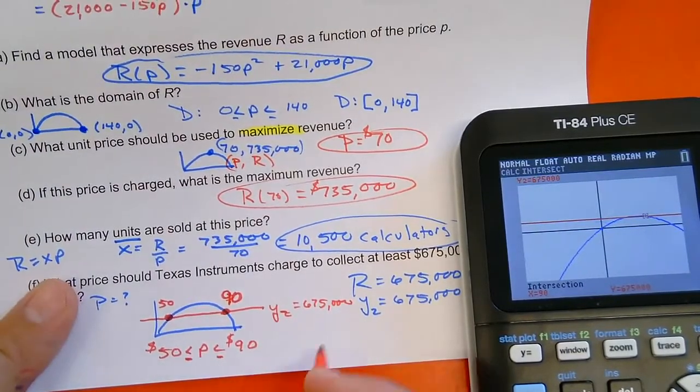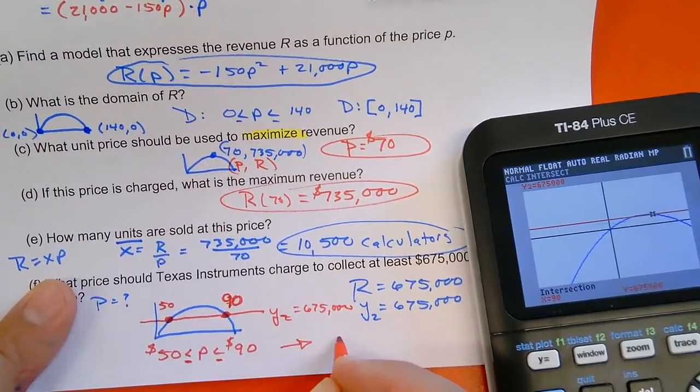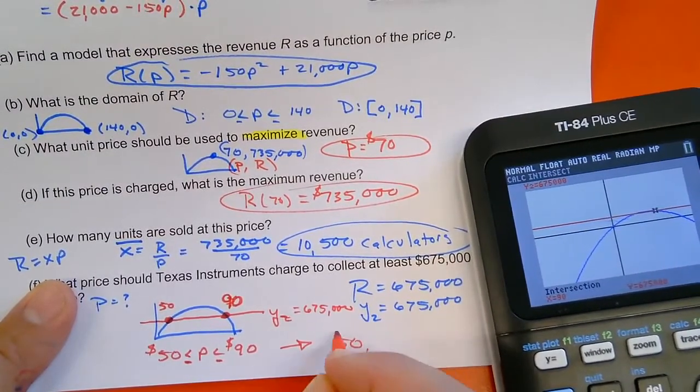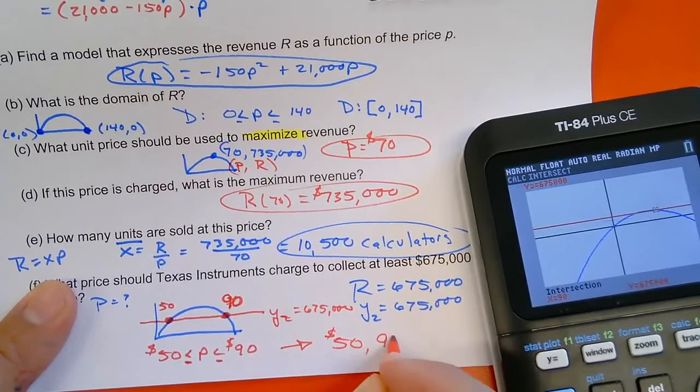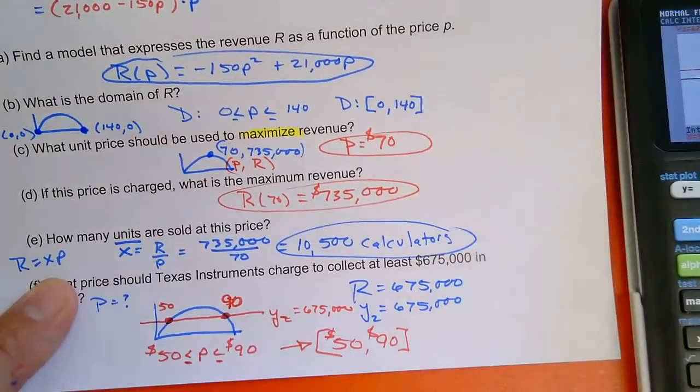Okay. So if you want to write that in interval notation, it's low to high, somewhere between 50 and 90 bucks. Okay.